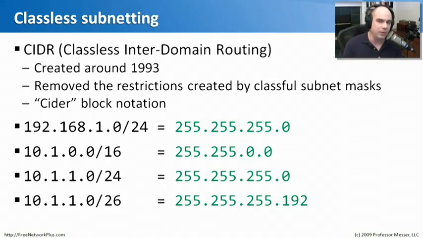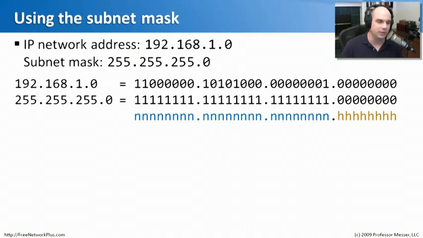But notice that the boundaries aren't at these 255 numbers anymore. We could have a subnet mask that uses 26 bits. And if we converted that out into decimal, that would represent 255.255.255.192. Well, this opened up a lot of different ideas for us. We could have a lot of different sized networks with a lot of different sized hosts on them.